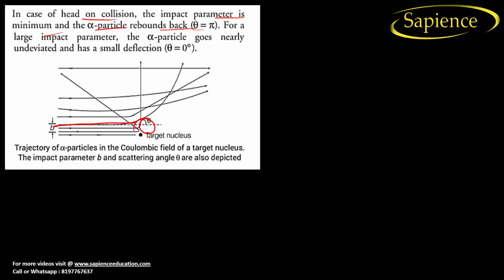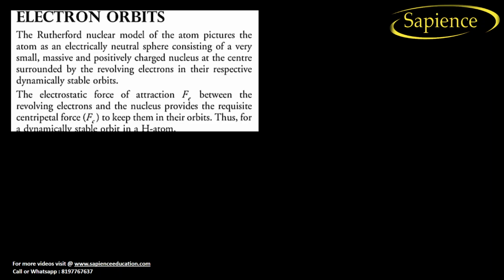So from here we can understand the trajectory of the alpha particle in a Coulomb field of the target nucleus; the impact parameter and scattering angles are also depicted. See here, impact parameter will be 0. Why? Because whenever the alpha particle hits the target nucleus directly, it will rebound in the same direction. So that is why impact parameter will be 0. So I hope you have understood this impact parameter.